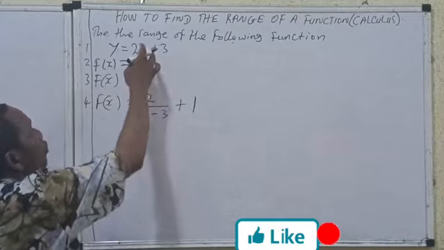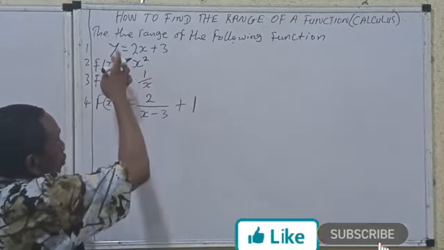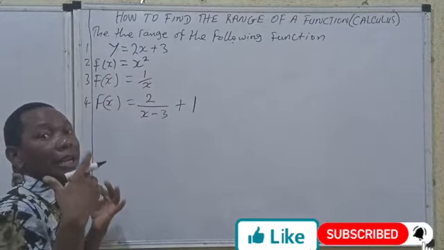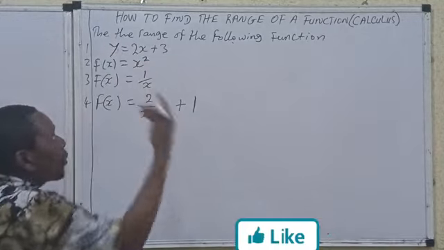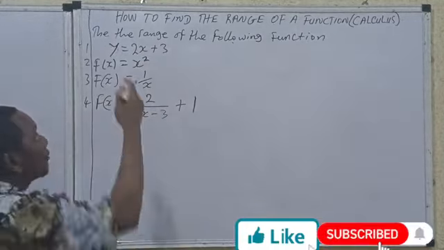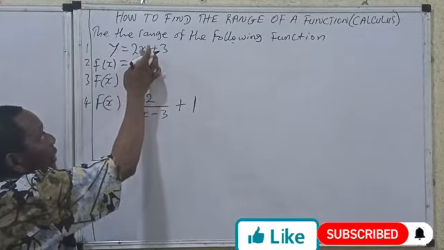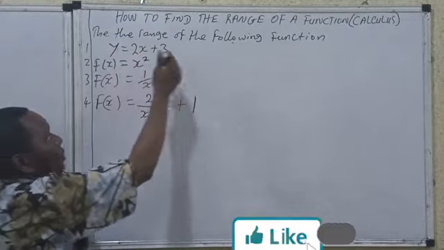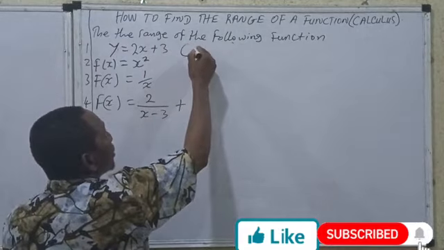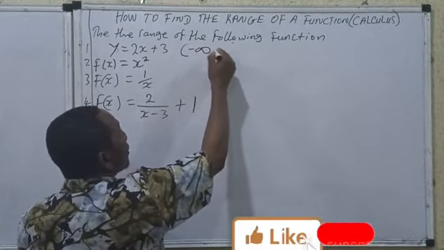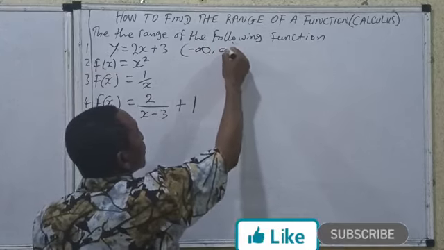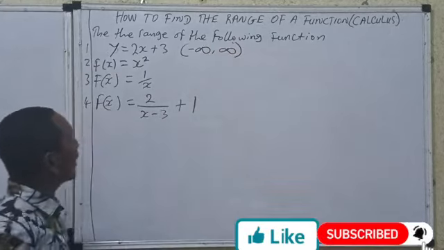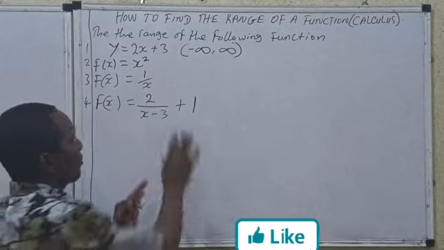If you put 1 million here, you have a value for y. If you put negative 1 million, you also have a value for y. So you realize that for any value of x, you have a value for y. So we can take the range as from negative infinity to positive infinity. That's all the possible values. Okay, so this is very simple.